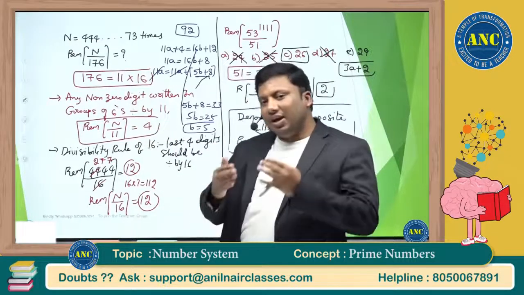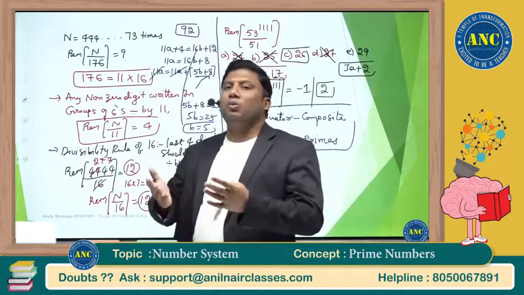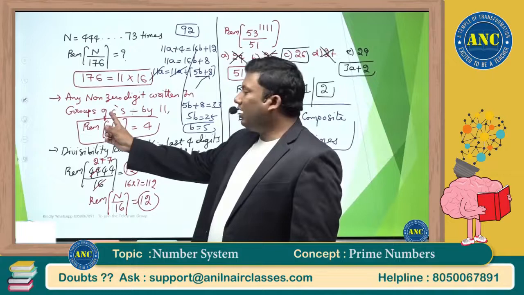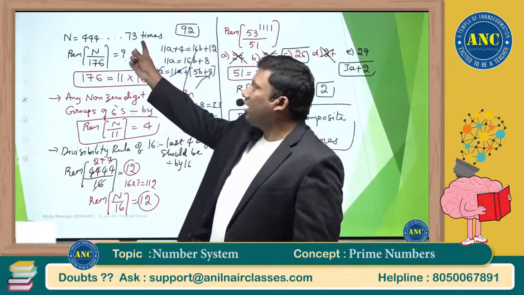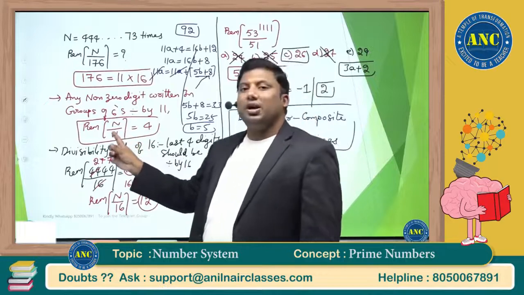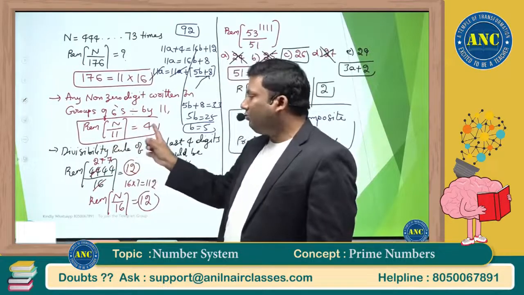If it is 11, any non-zero digit written in groups of 6 is always divisible by 11. 6 times, 12 times, 18 times, 72 times it is 0. Another 4 is left. Check which answer option, when divided by 11, gives 4.